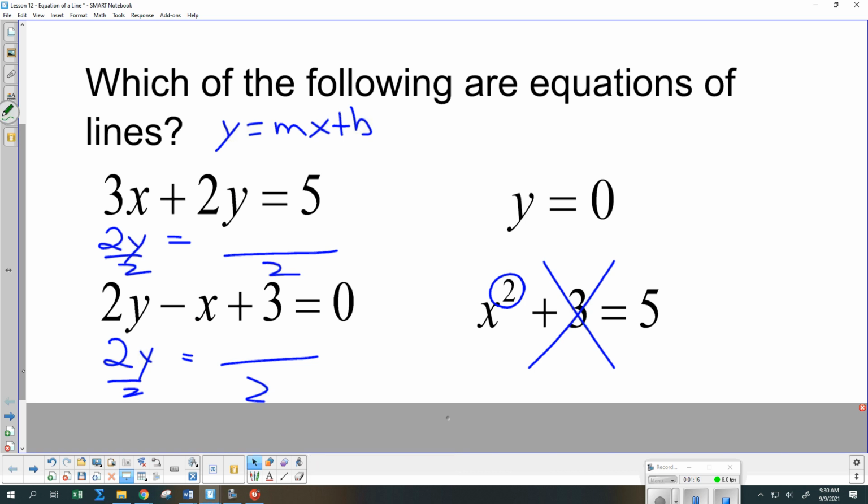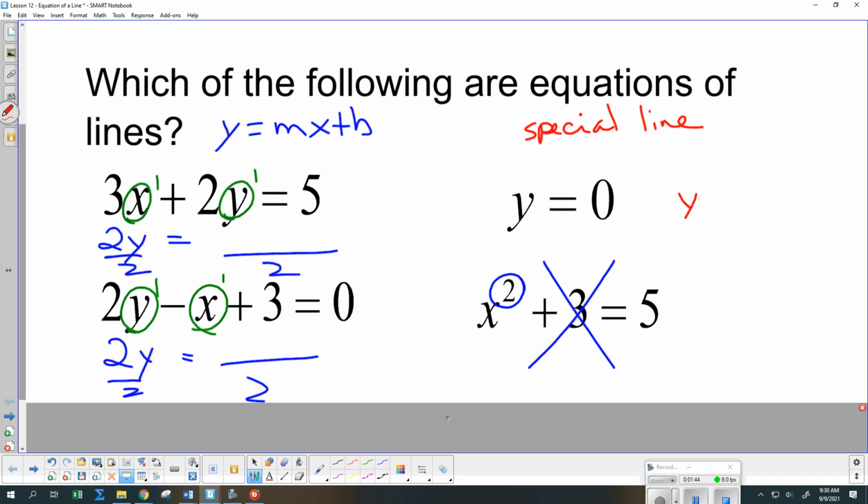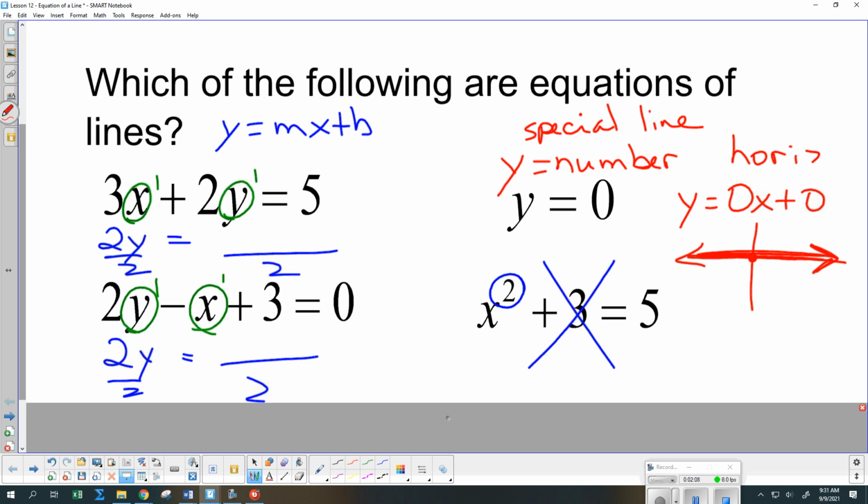Or another way of saying that, I look at them and I have an x and a y, and they both have an exponent of 1. They are both first degree, so I know that those have to be linear equations. Now, y equals 0 is a little bit puzzling because I don't see an x in there, but it is actually a special line. It is actually y equals 0x plus 0. It is the line that goes through 0, 0 for the y-intercept with a slope of 0, so it's a horizontal line. And in general, y equals any number is always a horizontal line. So that helps us think a little bit about some special cases.